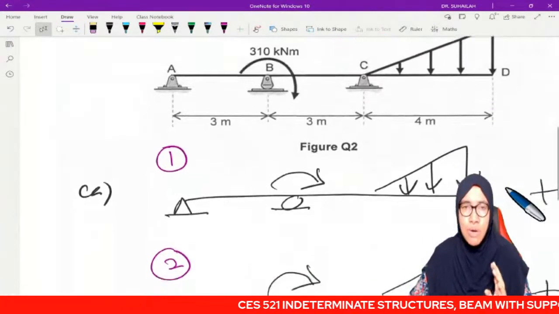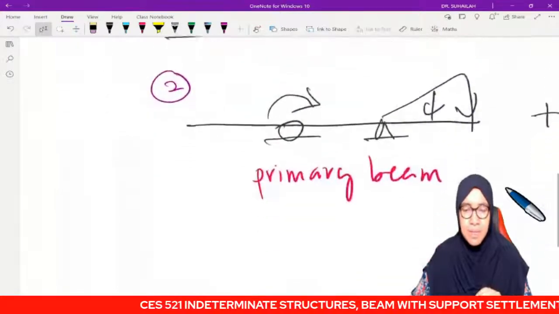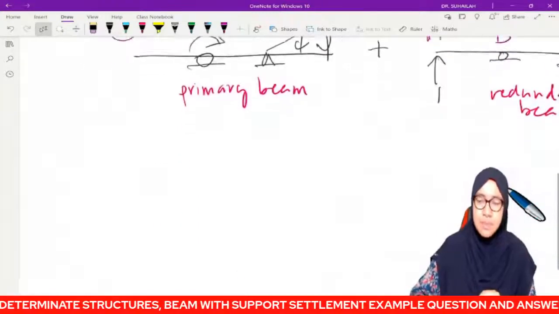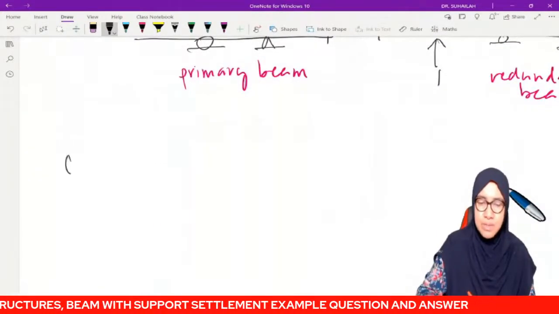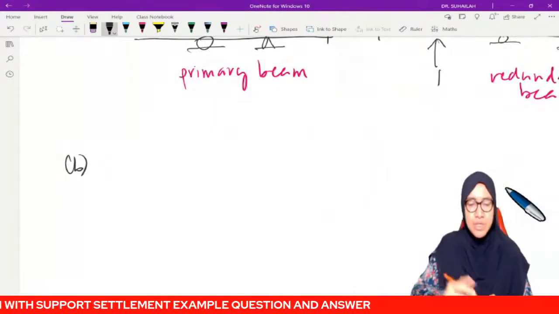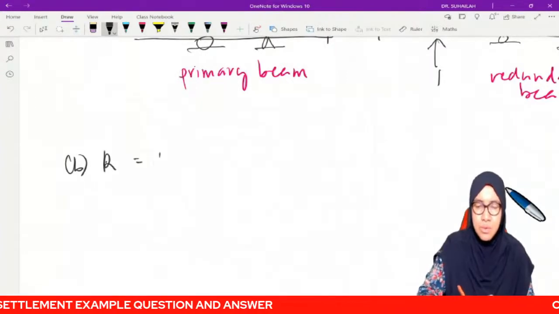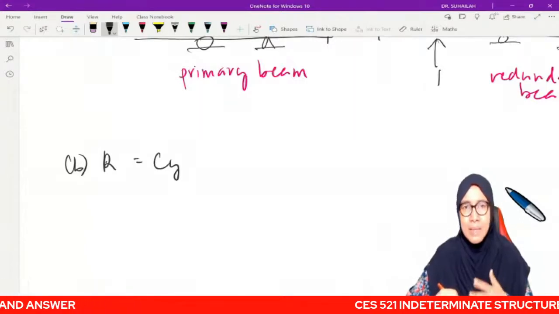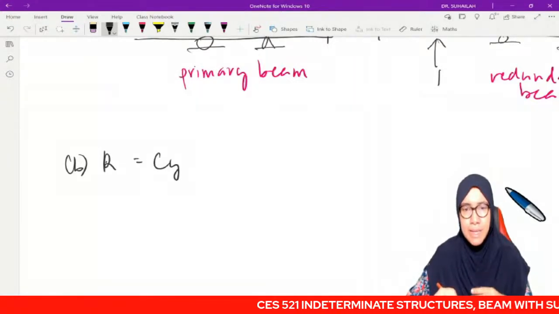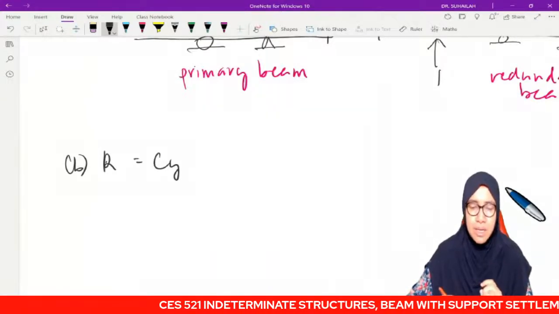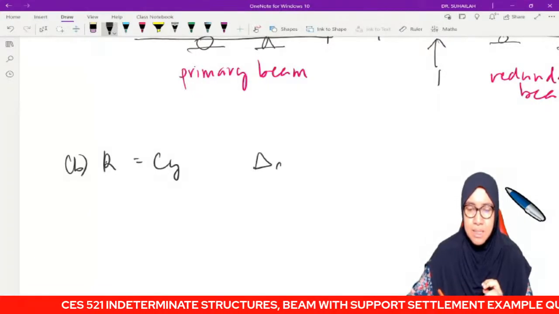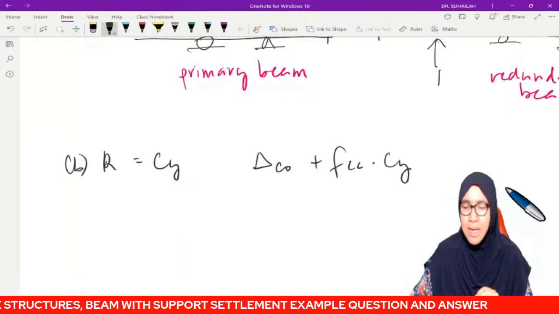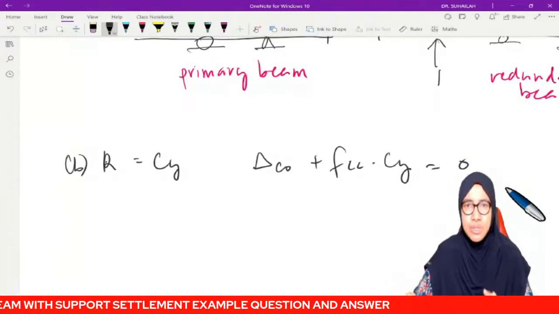So what we need to do is, we move to the second question, the B question. In B question, R is equal to CY. So we will get the compatibility equation. The compatibility equation is delta C naught plus FCC times CY, and this is equal to 0.